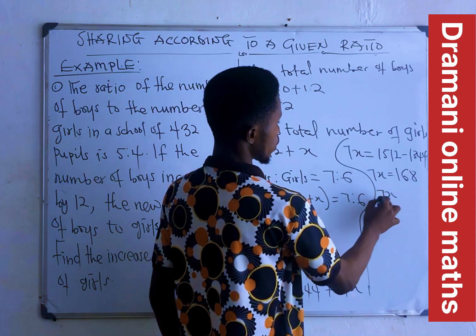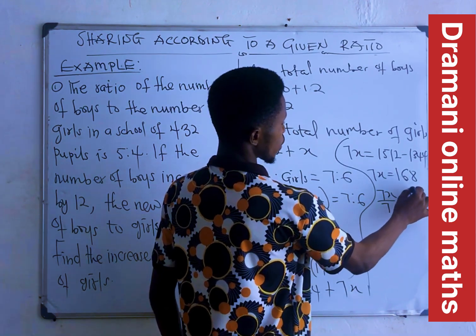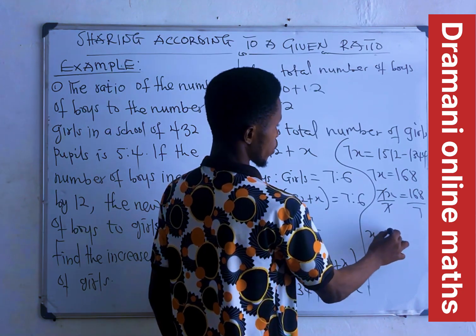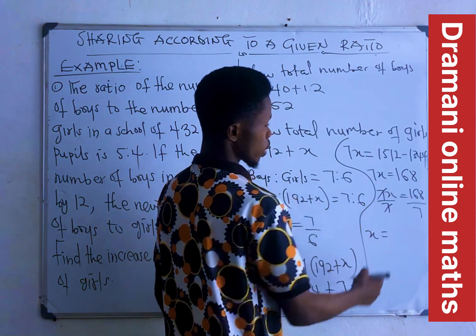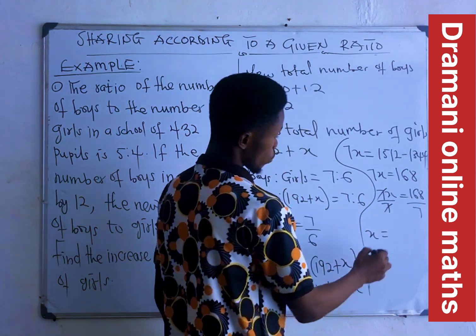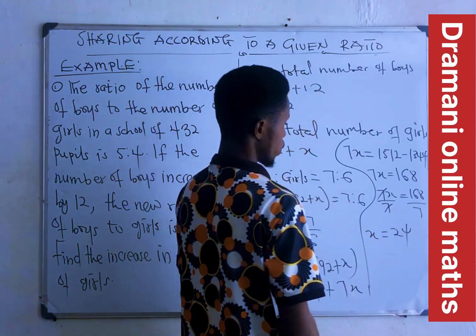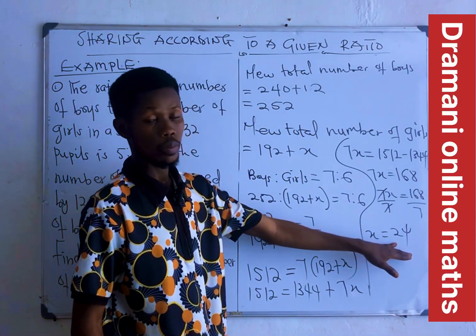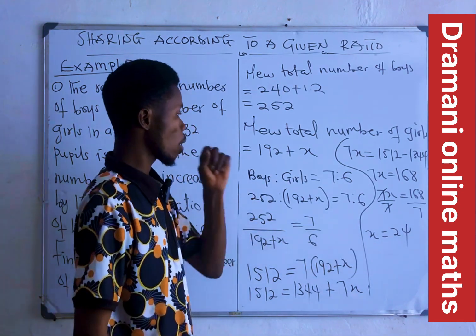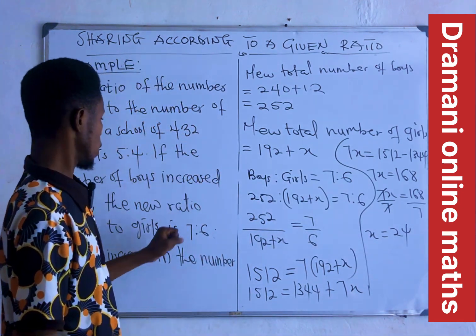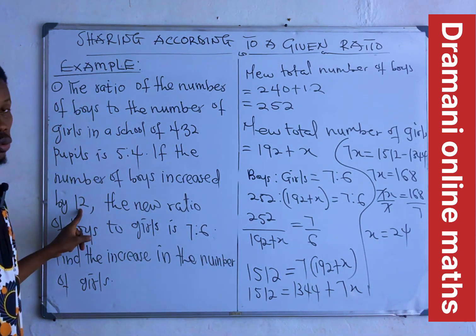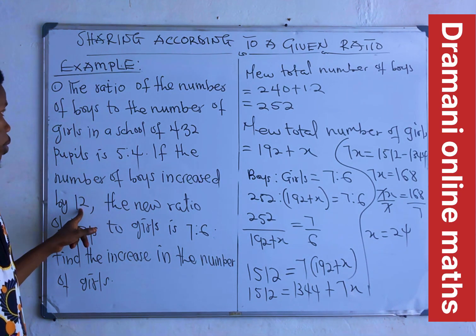So 7x divided by 7, 168 divided by 7. So my x will be, 7 can go into 168 how many times? 24 times. So it means that the girls were increased by what? 24. And the boys were increased by what? 12. Is that okay? Very good.